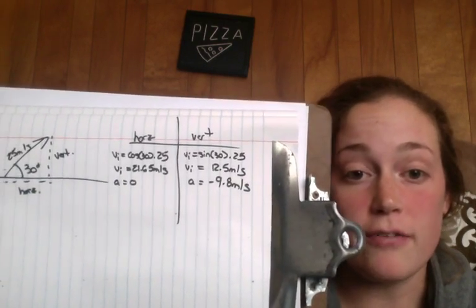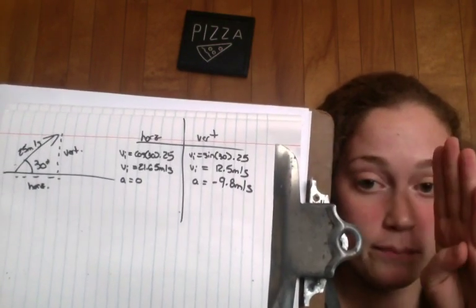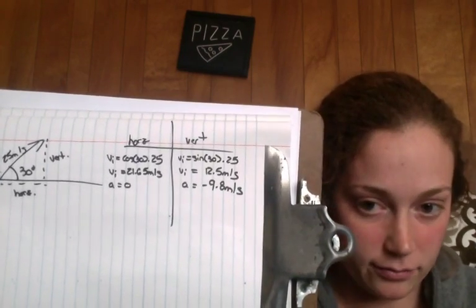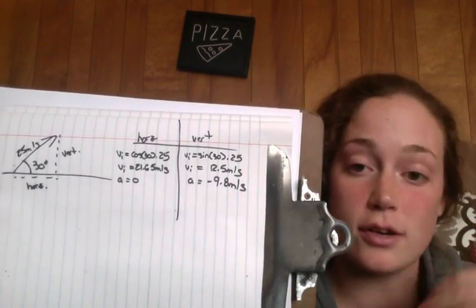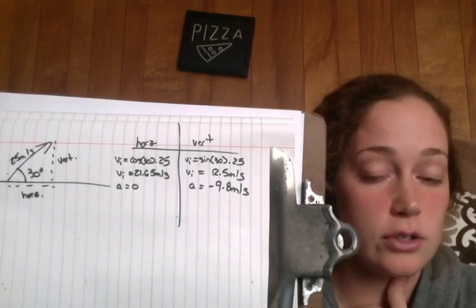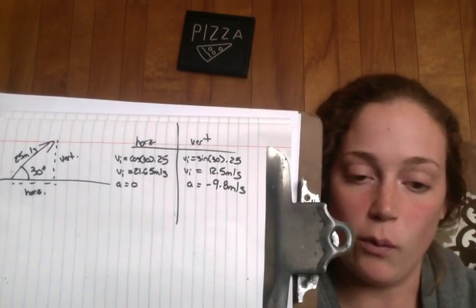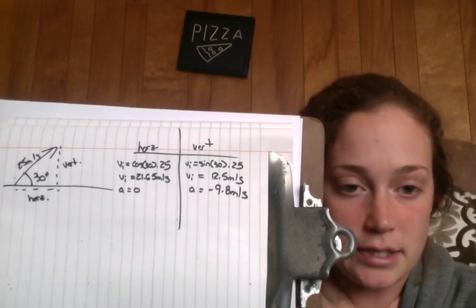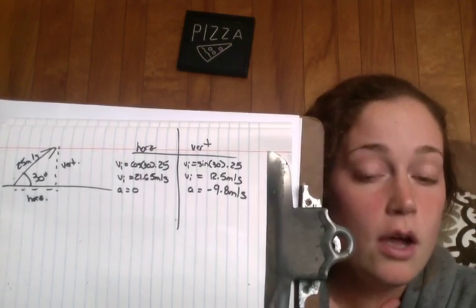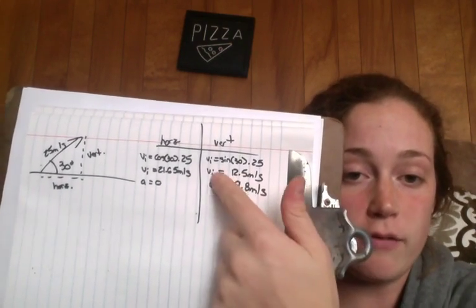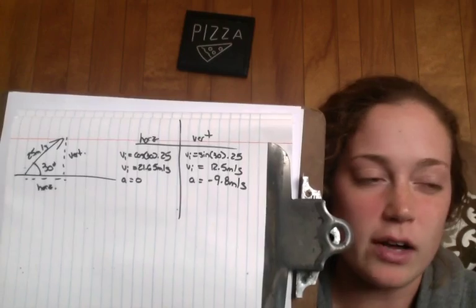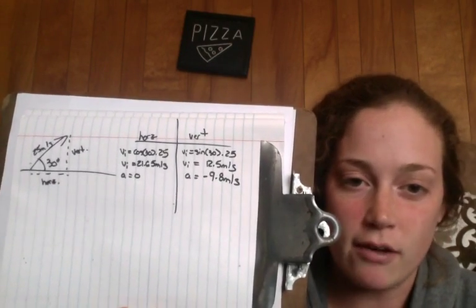Make a note to yourself, if your initial direction is up, your acceleration is going to be negative because they're opposites. If the initial direction is down, then your acceleration is going to be positive. That's how you know when to make it negative or when to make it positive. So looking at both the vertical and the horizontal, we only have two variables. So how can we solve for time?